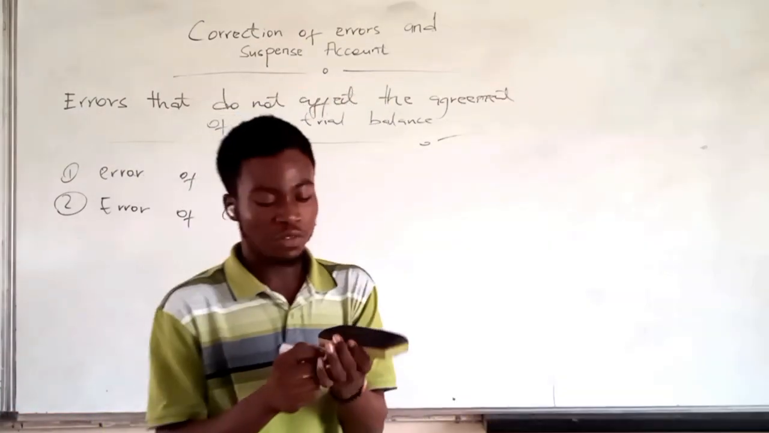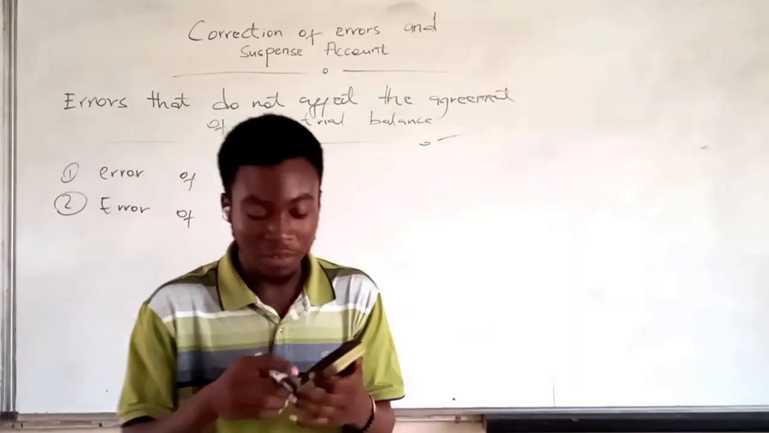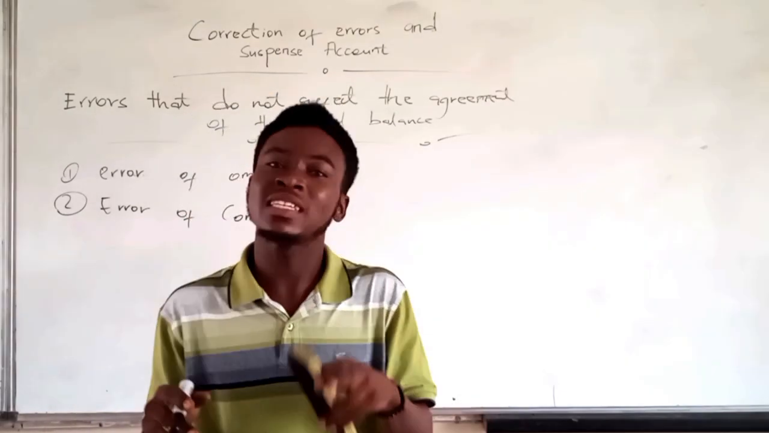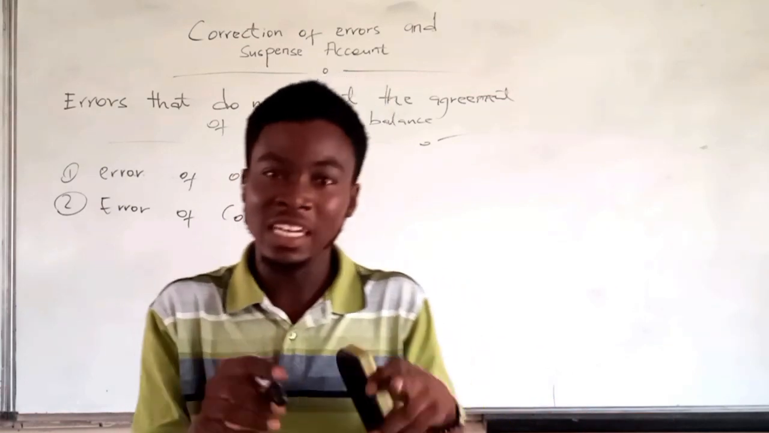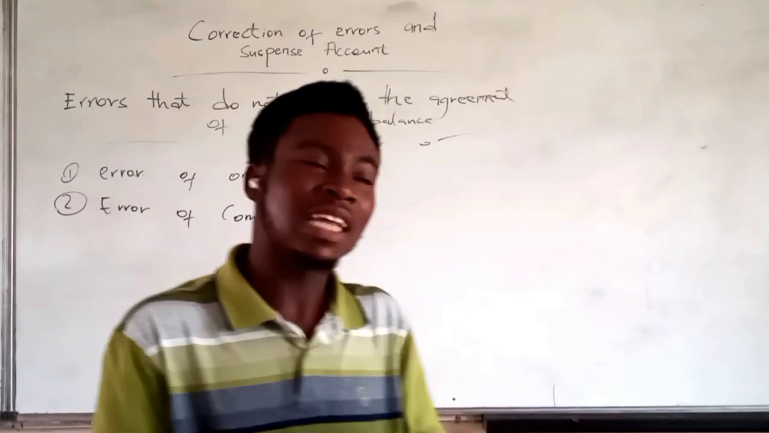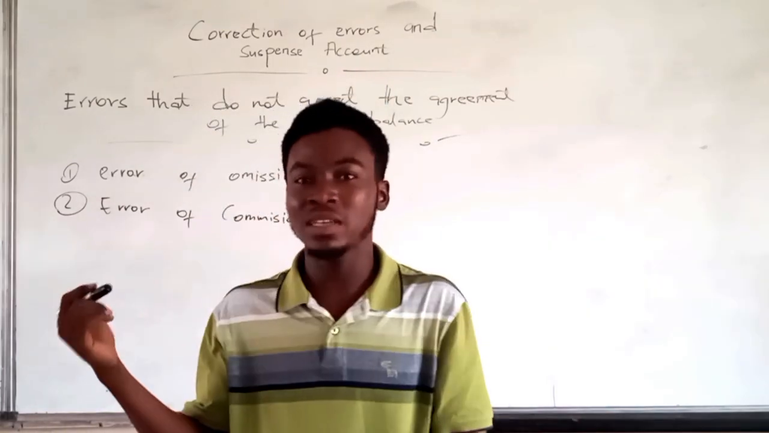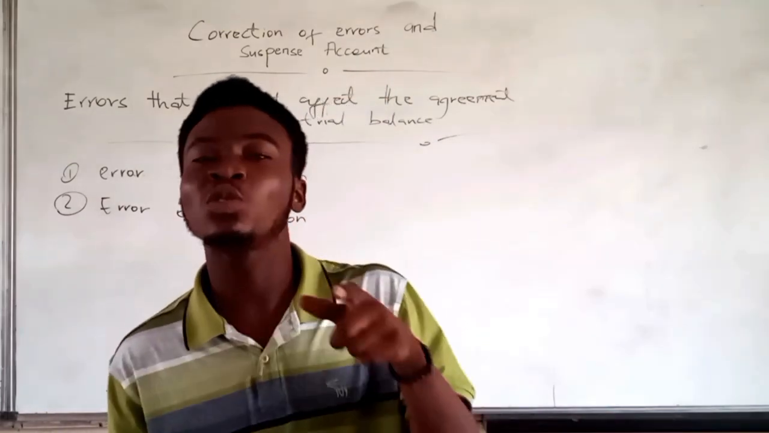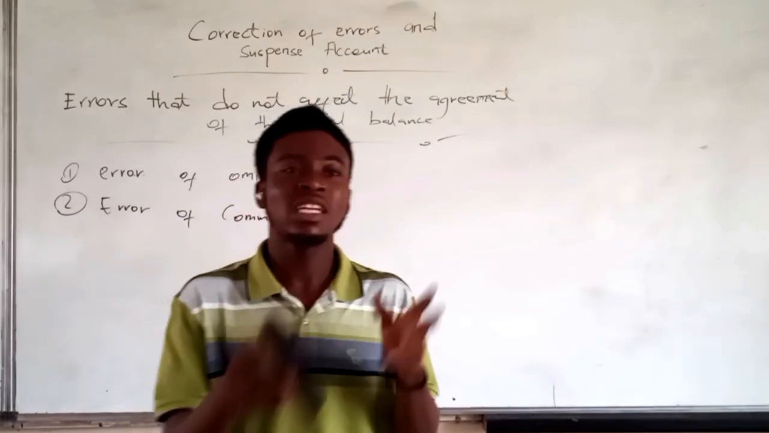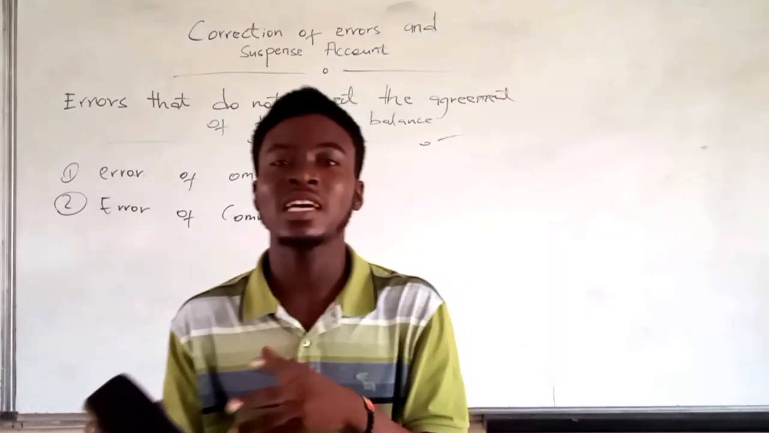So because of error of commission, that's name similarities, we didn't debit Amma's account. We debited Abba's account because the name is similar. Amma and Abba are similar. So due to that, we debited Abba's account instead of Amma's account. This error is not going to affect the agreement of the trial balance because the debit side is the same and the credit side is also the same.